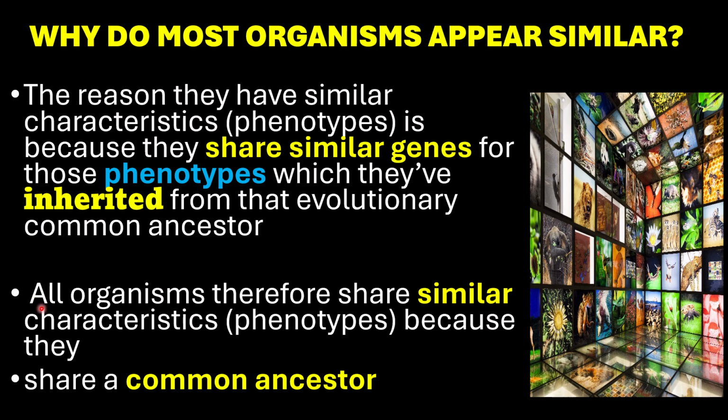All organisms therefore share similar characteristics or phenotypes, and the reason is because they share a common ancestor, and that is the basic reason. So why do all organisms appear similar? Because they share similar genes for those similarities, which they have inherited from their common ancestor.